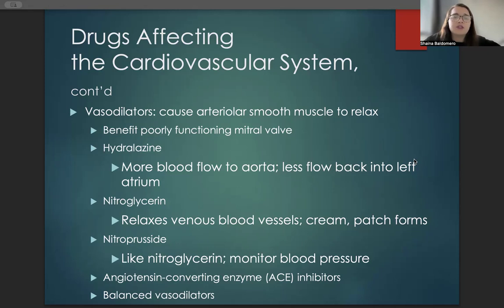Nitroprusside is another medication that's a vasodilator. It's similar to nitroglycerin, again, helping lower down that blood pressure. We can also use angiotensin converting enzymes or ACE inhibitors, balanced vasodilators. There's a lot of options that we have for that.